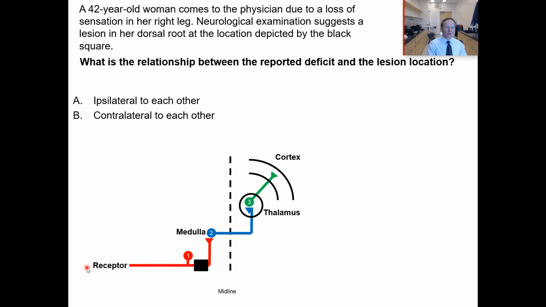So here's a question. See if you can answer it. Okay, the correct answer is they're ipsilateral to each other. As you can see here, the lesion is on the same side where the deficit is reported, where the receptor is, right? So that means they're ipsilateral to each other.